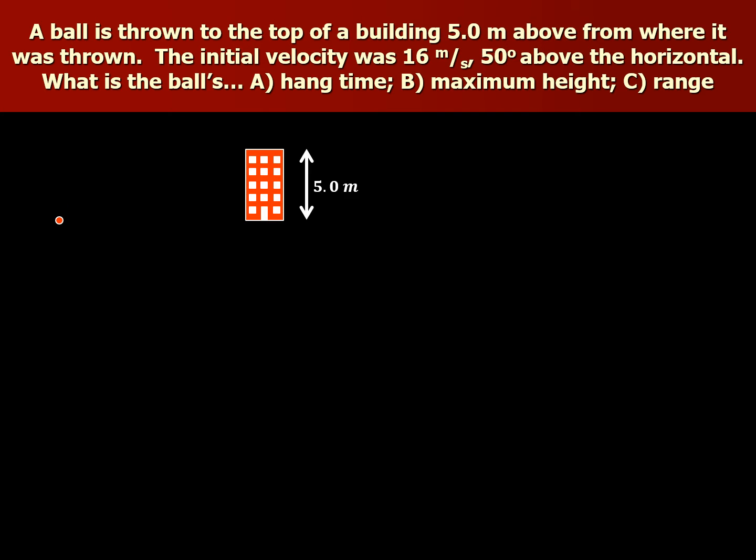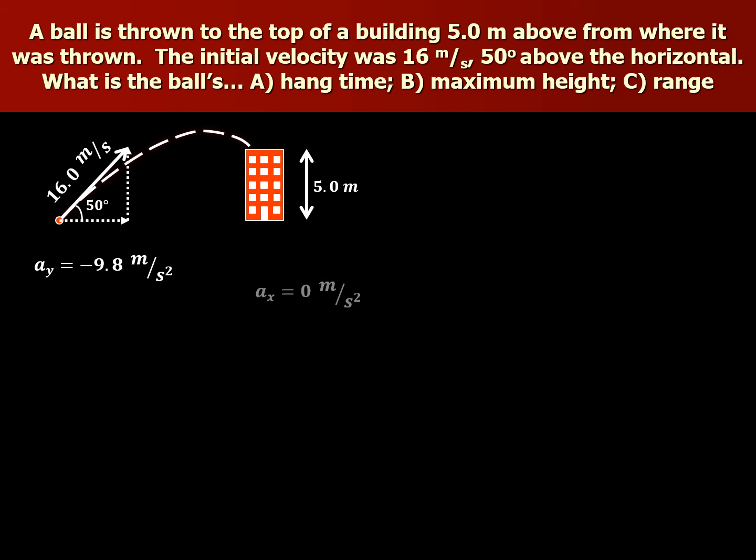Alright, so we have this ball, and we have a building that's 5 meters tall. The ball is thrown upward, or kicked, or however it's projected forward, at 16 meters per second at 50 degrees above the horizontal. We're going to have a horizontal and vertical component to our velocity vector. The information we know: in the y direction, the acceleration is negative 9.8 meters per second squared. In the x direction, the acceleration is 0 meters per second squared.